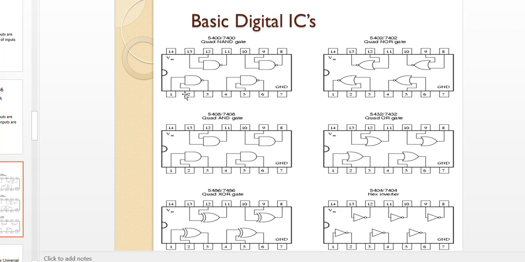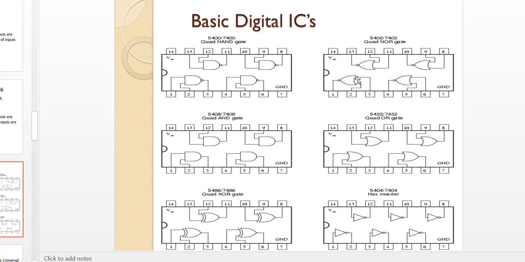See, you can say 1 and 2 are the input pins, 3 is output, 4 and 5 are the input pins, 6 is output, 7 is the ground, 14 is the VCC for all ICs, and similarly for the others also. So we have 4 NAND gates, which is why it is called a quad NAND gate. IC number is 7400. There is a 54 series also, but that is the earlier version. Nowadays we are using only the 74 series.